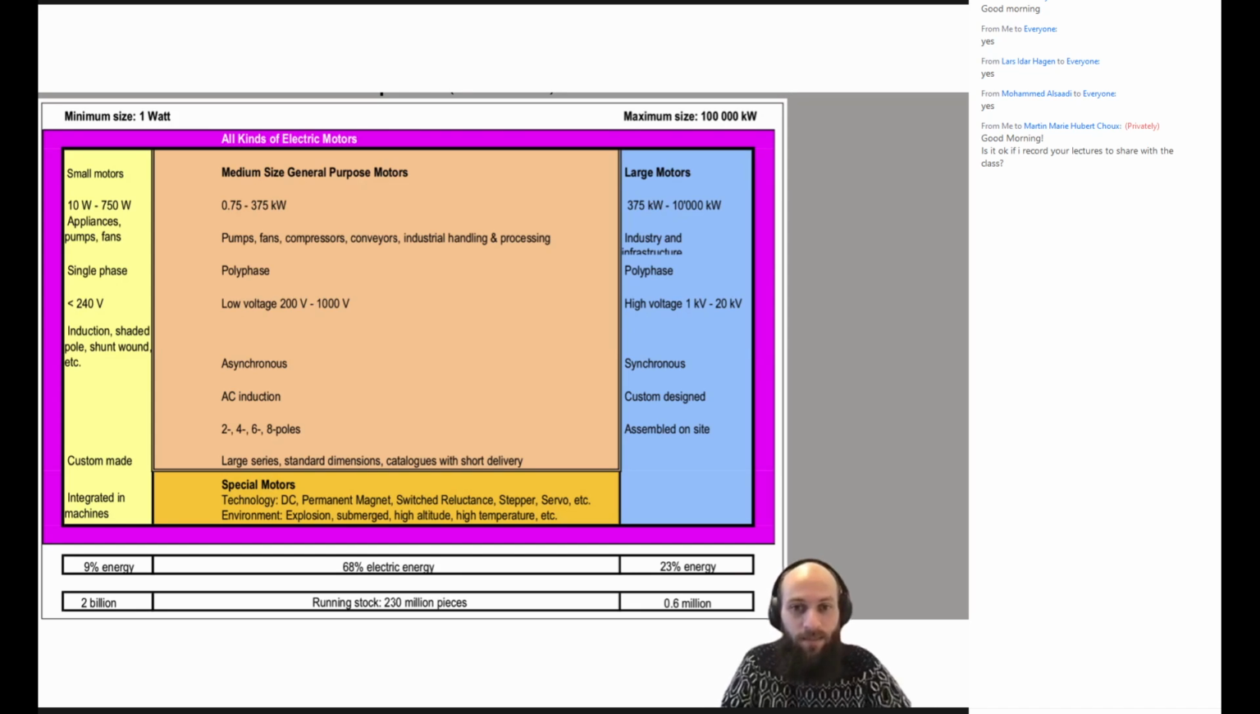And we can see here that it's mainly asynchronous induction motors with 2, 4, 6, or 8 poles. We can also have these special motors that are DC permanent magnets, switched reluctance, or step motors. So the categories that we have seen before.